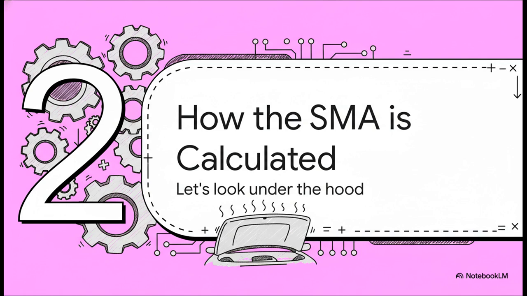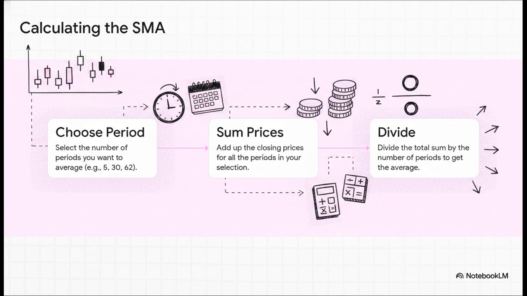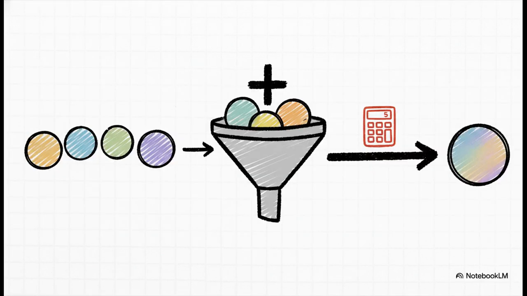Okay, I know the word calculation can sound a little intimidating, but I promise you, the logic behind the SMA is so simple. Come on, let's pop the hood and take a quick look. Seriously, it's just 3 easy steps. First, you pick a time frame, your period. Let's say 5 days. Then you just add up the closing prices for each of those last 5 days. And finally, you divide that grand total by, you guessed it, 5. That's it. You've got your number. And that's pretty much the whole magic trick.